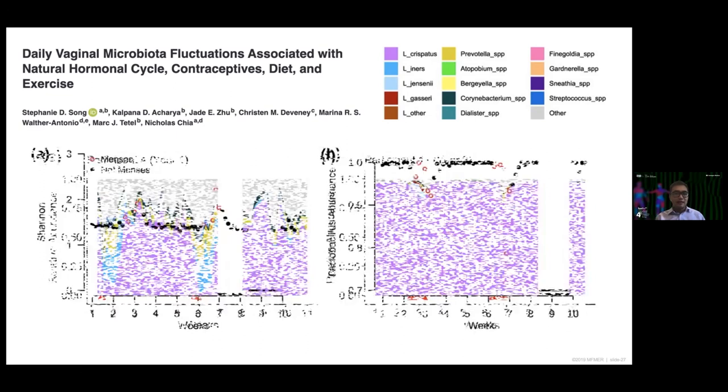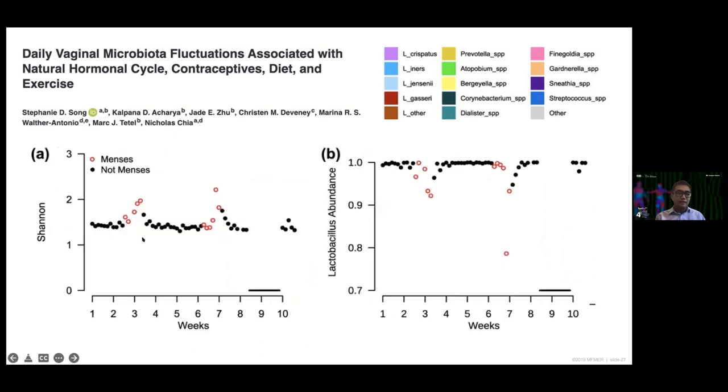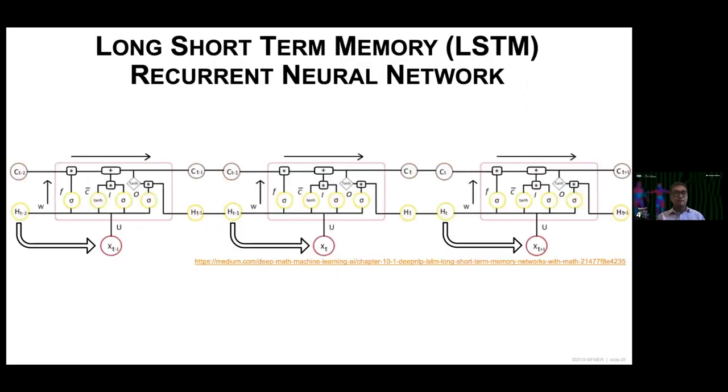Finally, the work that Stephanie did in this showed that these menses were actually very important. There was an increase in diversity right around menses, and if you normalize people by their menstrual cycle, you actually see differences based on what contraception they took, what kind of hormones were involved in that contraception, essentially. And you could look for this 28-day periodicity in the system related to the microbial populations.